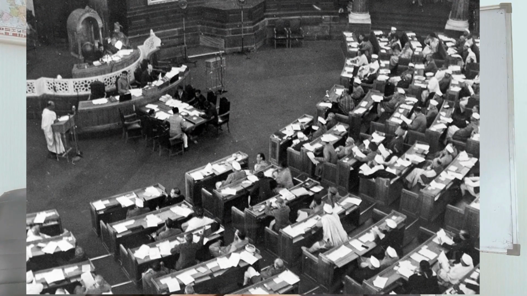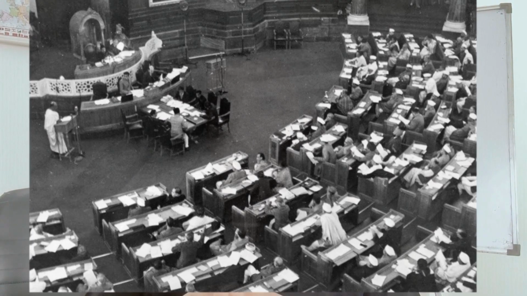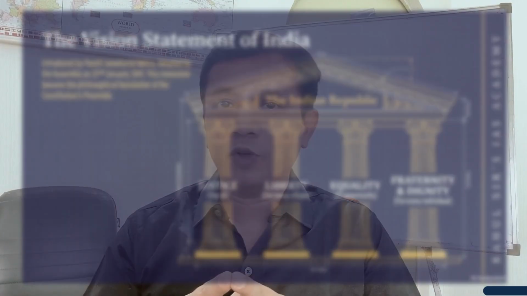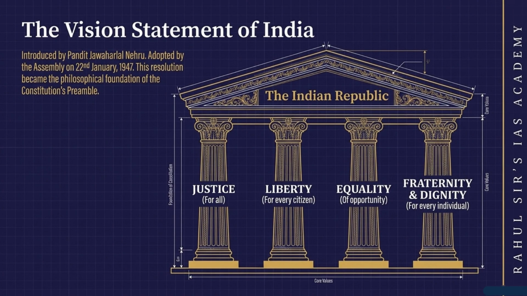When our constitution was drafted, the objective was not merely to create a rule book. The objective was to build a nation where every citizen would enjoy equal opportunity, irrespective of religion, caste, language, gender, or economic background. The Constitution promises justice, liberty, equality, and fraternity.